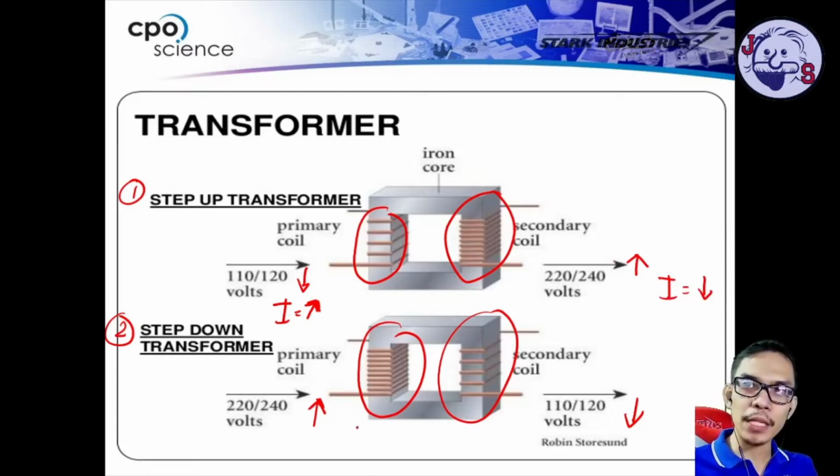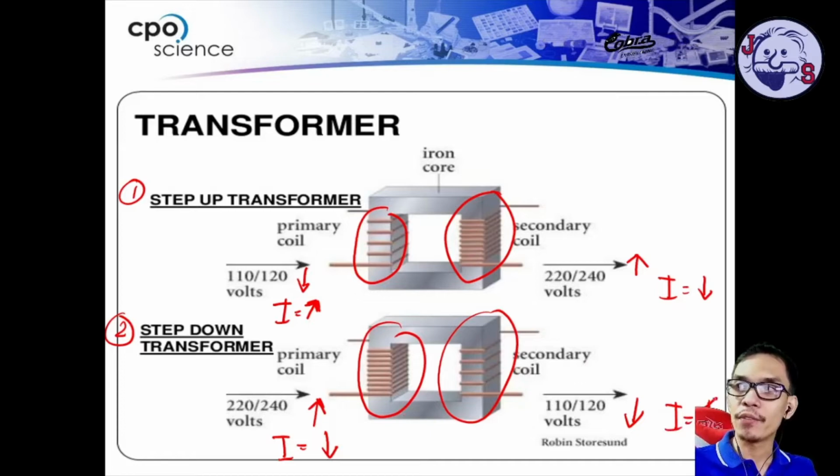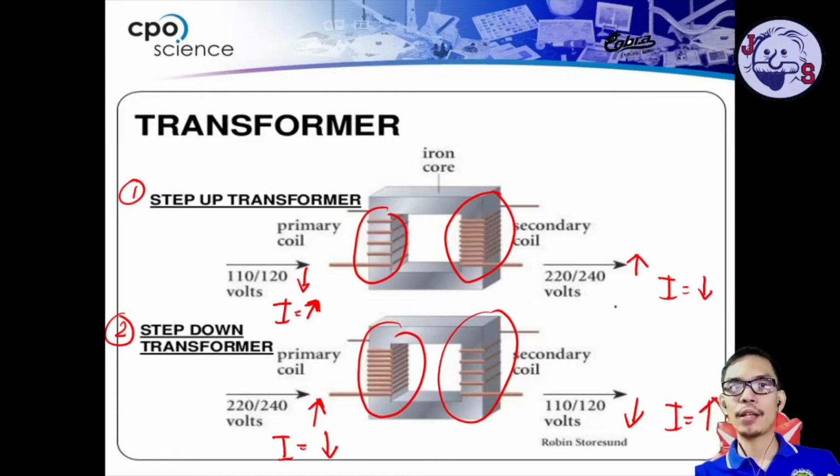Now, in the step-down transformer, the current on the other side, mainly the primary coil, is in lower value. Then when it goes to the secondary coil, the current on the other side now has a higher value. Alright? So, higher value. So, this is the current.